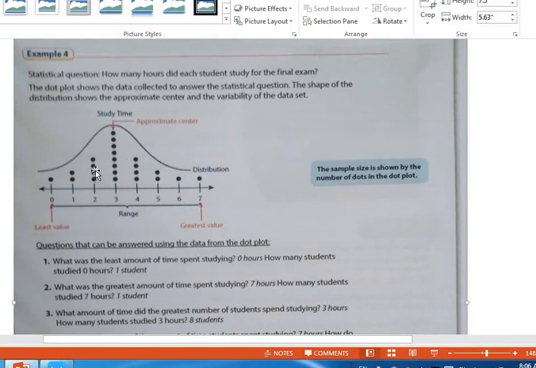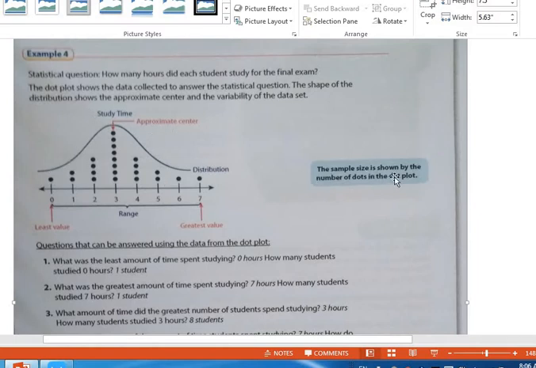The dot plot here shows the data collected to answer the statistical question. The shape of the distribution shows the approximate center and the variability of the data set. So I have here study time, approximate center. Can you see it in the shape of the bell here?